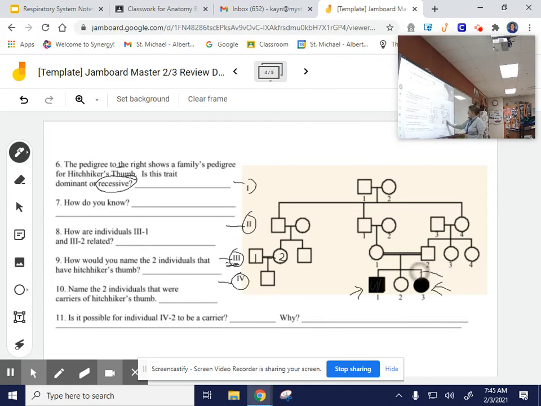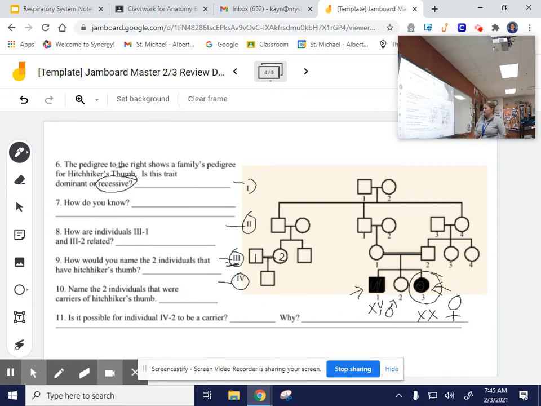How would you name the second individual that has a hitchhiker's thumb? So this person has a hitchhiker's thumb. Is it male or is it female? Remember, this is a male, if it's an X, that's the symbol. And this is a female. So circles are females, and the fact that she has this trait is how we would name this. She's an affected female that has the hitchhiker's thumb.